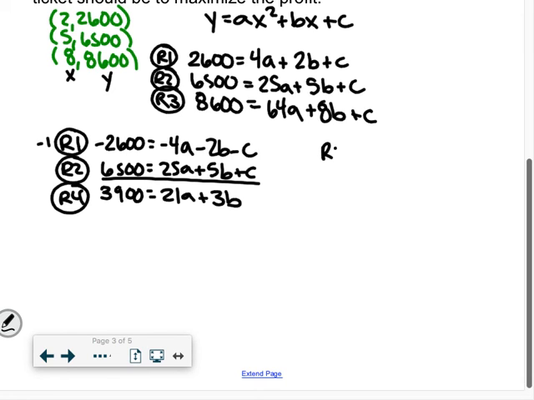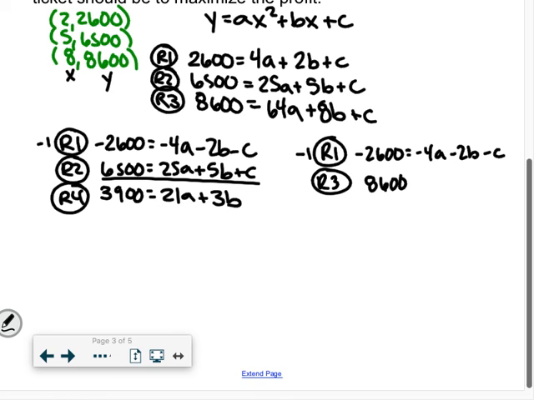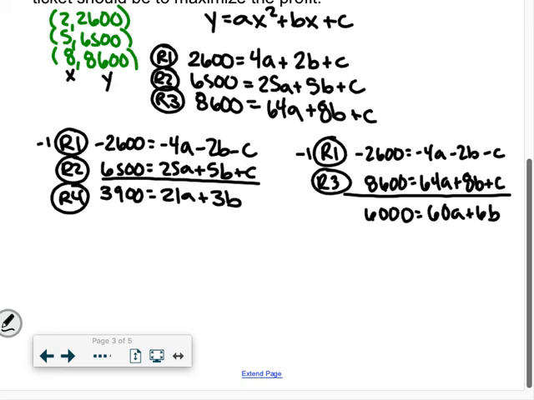Now I'm going to do row 1 again, and I'm just going to use the same thing, -1 row 1, and then I'm going to do row 3. So that's -2,600 equals -4A minus 2B minus C. Copy the third one, 8,600 equals 64A plus 8B plus C. What is that, 6,000? Equals 60A plus 6B. And that's row 5.